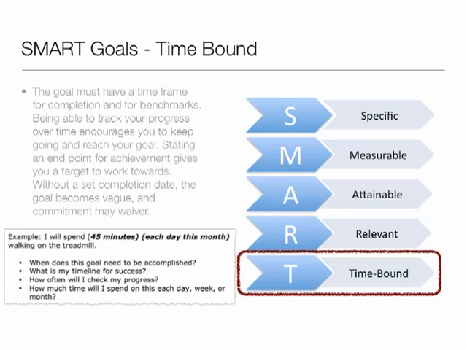So let me give you an example. I will spend 45 minutes each day this month walking on the treadmill. When does this goal need to be accomplished? When is my timeline for success? How often will I check my progress? How much time will I spend on each day?